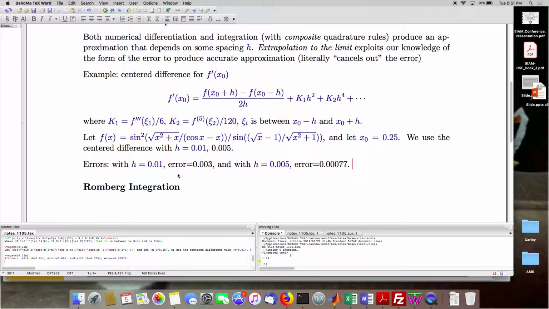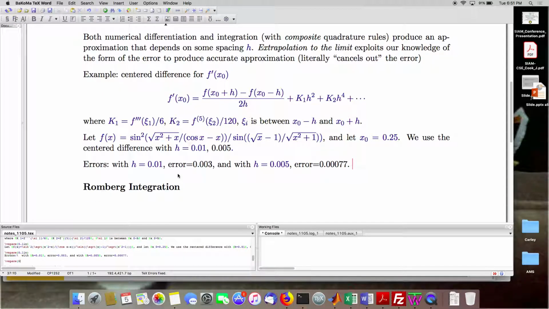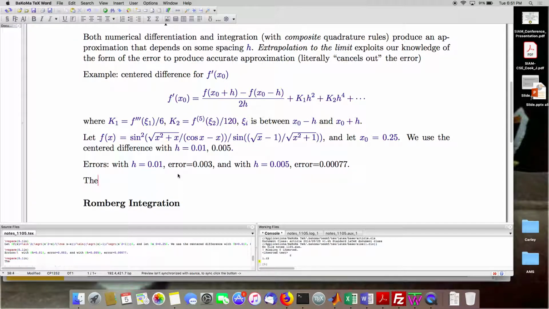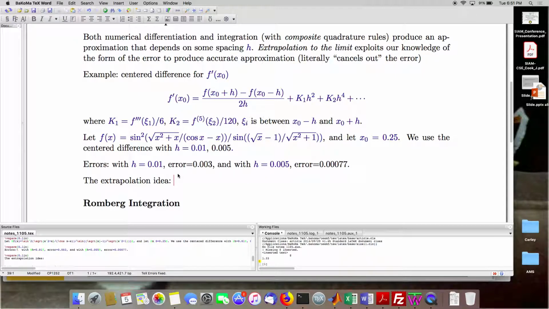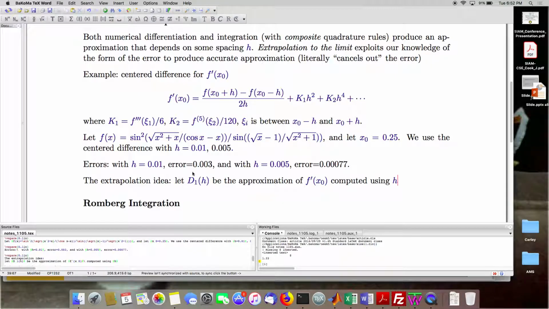So I can show you what we could do with these approximations to improve the accuracy with very little effort. So I'm going to let d1 of h be the approximation of f prime x naught computed using spacing h. So in other words, this first approximation is d1 of h. The second approximation is d1 of h over 2.